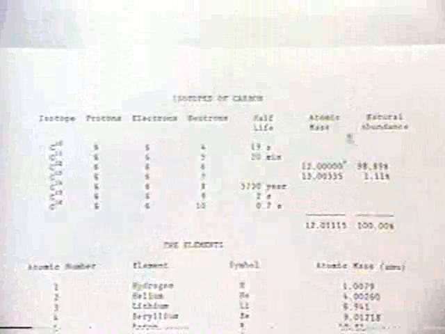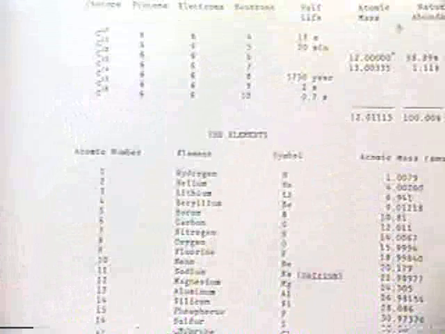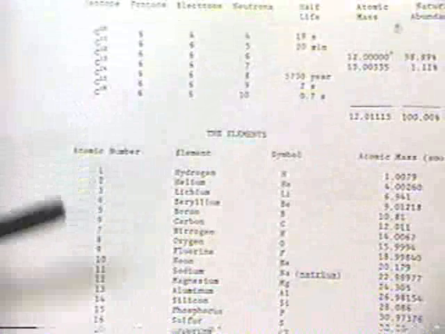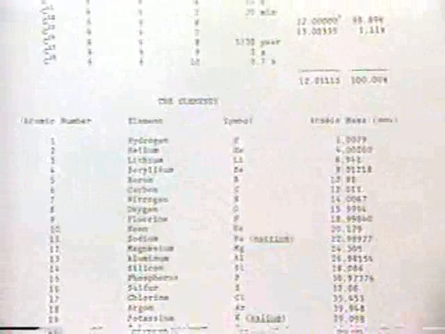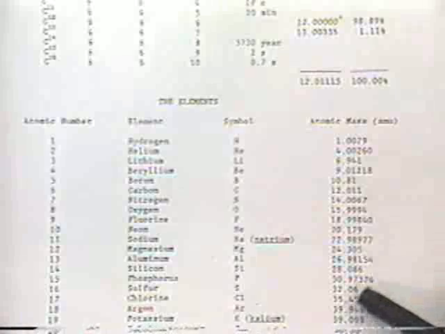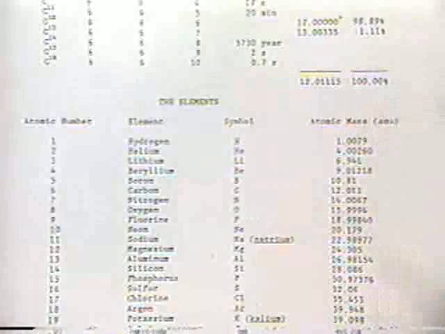Now, we've just spent an awful lot of time talking about carbon to give you a sense of the variety of isotopes. The elements, as you recall, differ in their atomic number, which is simply the number of protons in the nucleus. I've listed here all the known elements, or almost all the known elements, and I've also listed the atomic mass in atomic mass units.